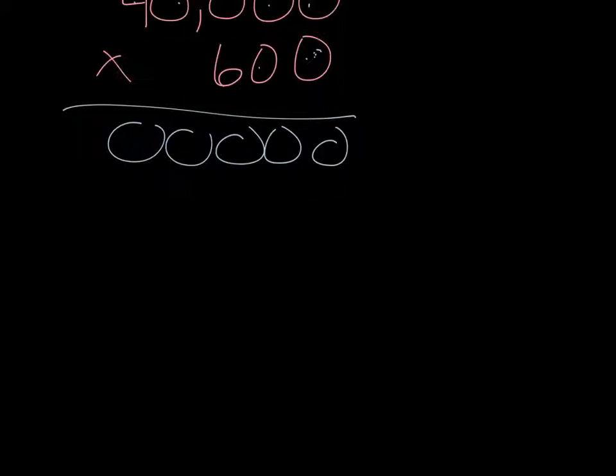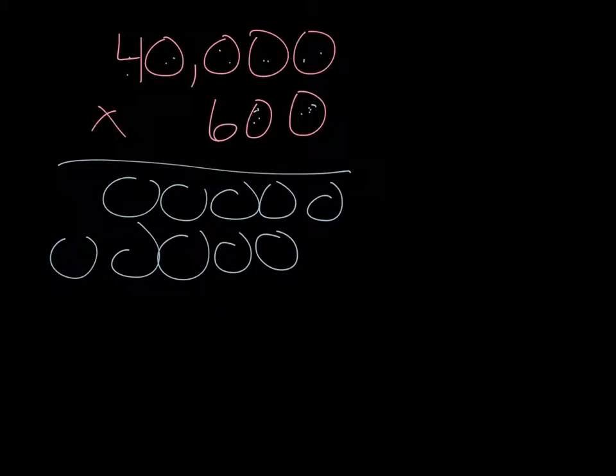So 0 times 0 is 0. 0 times 0 is 0. 0 times 0 is 0. 0 times 0 is 0. And 0 times 4 is 0. I still don't have a lot of actual value in there, but we have done a couple things that were really important. The last one is now 40,000 times 6. Now I'm ready to do the multiplying by the 6.